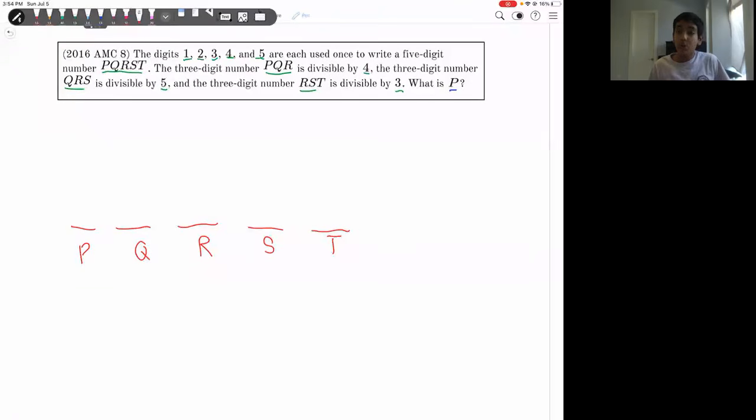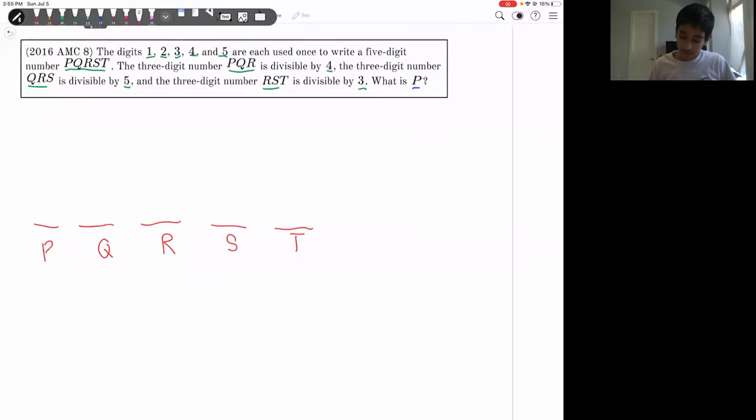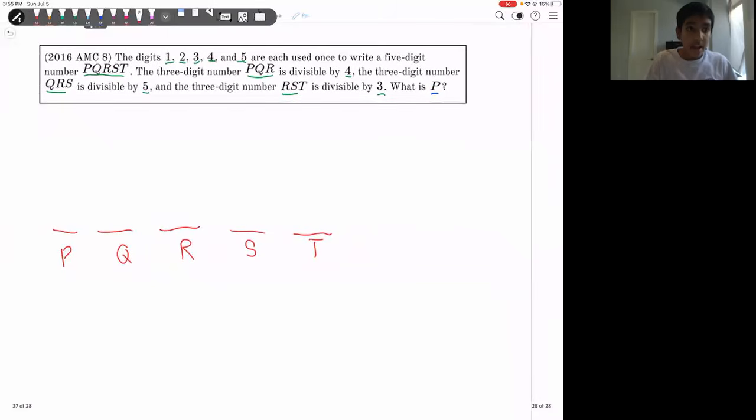So let's look at the most restrictive condition first, because that's usually the easiest to deal with. So PQR has to be divisible by 4, QRS by 5. So which is the most restrictive? Well, clearly the QRS by 5 condition. So try to look at that condition first, and then try to build your way off from here. And this is a tricky problem, so don't feel bad if you can't solve it. I'm going to give you 1 or 2 minutes to work on this problem. It's quite challenging, so I'll give some more hints on the way.